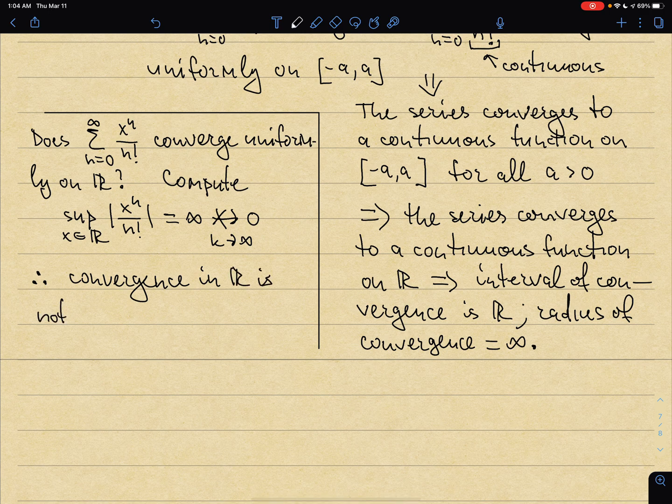Yet again, on every bounded subinterval of R, it is uniform. And because it is uniform on every subinterval, the sum of the series is continuous on every subinterval, so therefore it is continuous everywhere, even though, again, there is no uniform convergence on the entire real line.